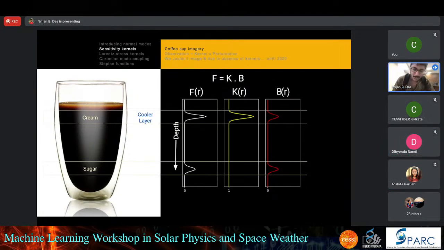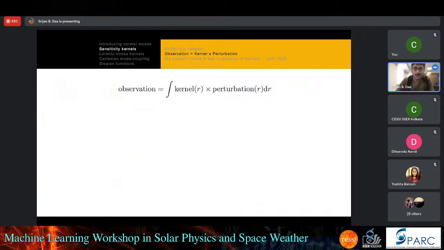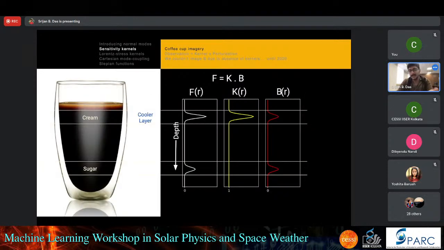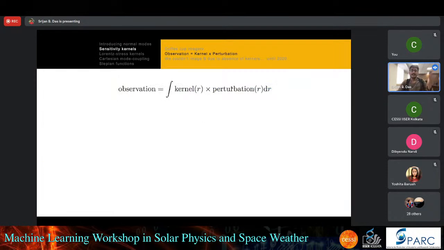All right. So now that we know what sensitivity kernels are, let's move on to the crux of the issue. Observations, which was F in the previous slide, so F here is observation, K is kernel, and B is the perturbation. The integration over R just represents the fact that you are summing it up, collapsing it in depth with weights, which are kernels, and what you're observing is only at the surface.